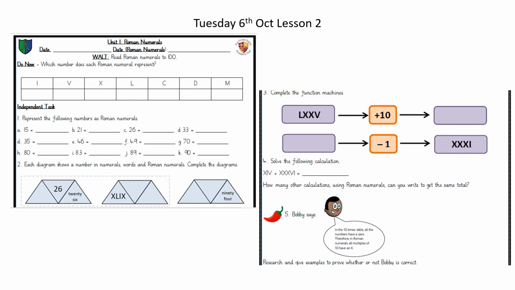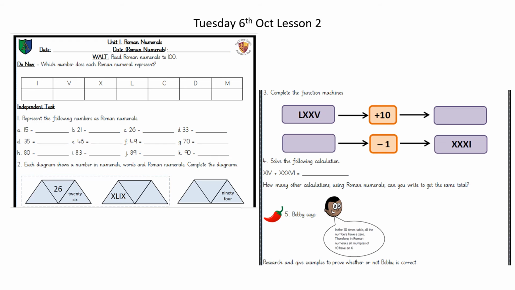Don't be caught out by this, but like I say, I've been really impressed with your knowledge of Roman numerals so far since the start of Year 4. For number 2, I want you to write the number in Roman numerals in one triangle, in digits in one triangle, and in words in the other triangle. So for each picture, you should have it in Roman numerals, digits, and words.